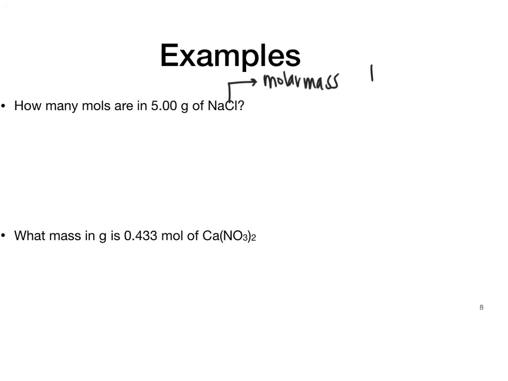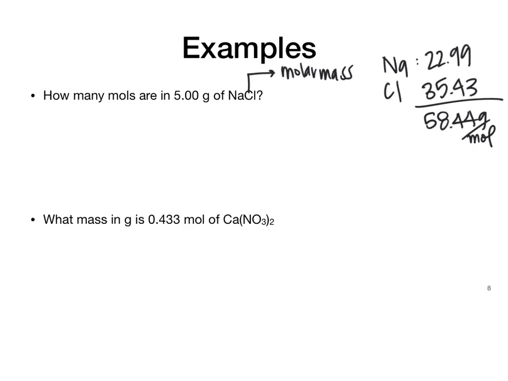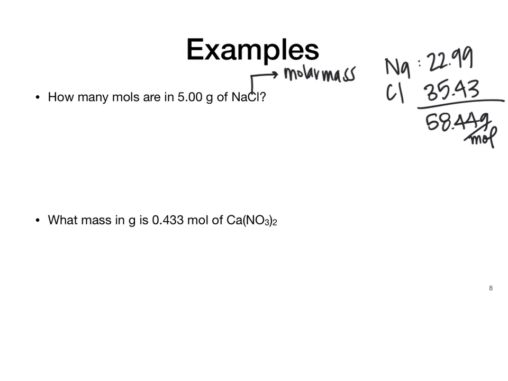So the molar mass is the mass of sodium plus the mass of chloride. And so sodium is 22.99 plus 35.43, which gives us a total of 58.44 grams per mole. So if we know the number of grams per mole, we can use this to calculate the number of moles in a given value of grams.